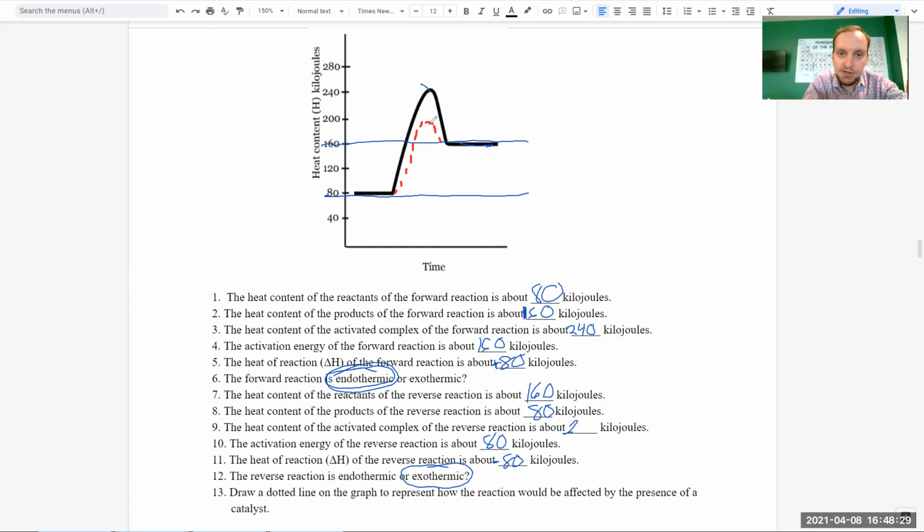So the activation energy with the catalyst would be this, and the activation energy without the catalyst would be this. Notice that's a pretty big change, right? So that's what a catalyst does, it brings that peak lower, lowering the amount of energy that is required to start the reaction, therefore making the reaction more likely to occur.